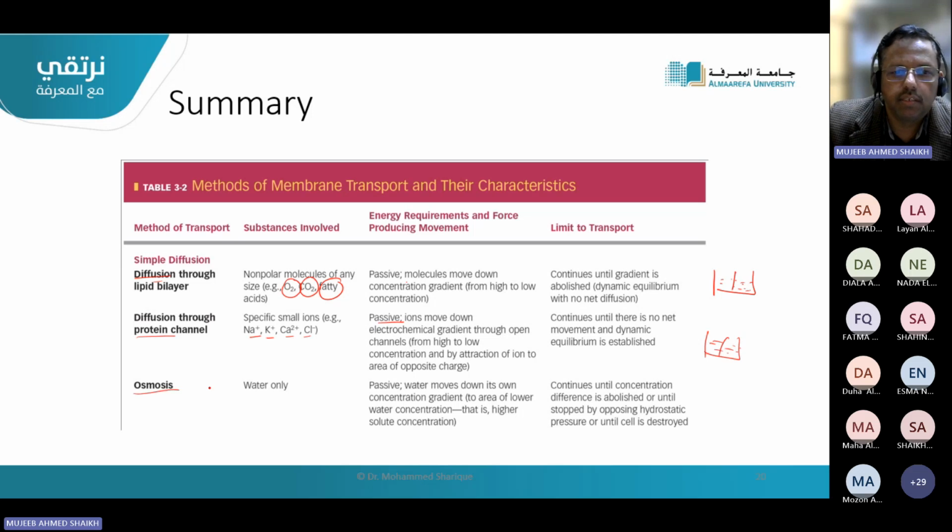Osmosis is movement of water. It is a passive mode of transportation and continues until the concentration difference is abolished, or until it is stopped by osmotic pressure or by opposing hydrostatic pressure.